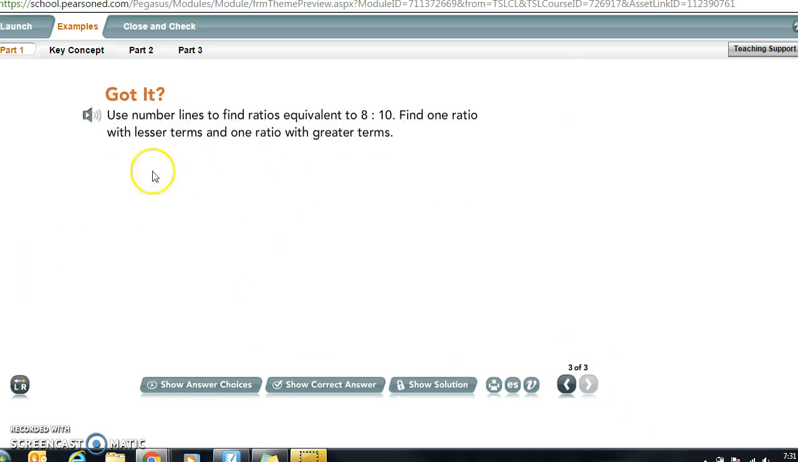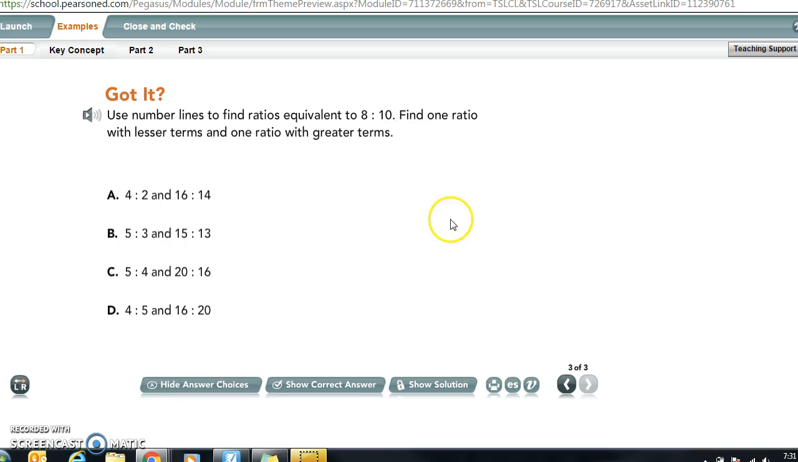Okay, go ahead and use a number line. You can either draw it or you can do it in your head. Use a number line to find ratios equivalent to 8 to 10. Here's some answer choices you might look at. I'm going to move on to part 2. Go ahead and write the equivalent numbers that you think are equivalent ratios.